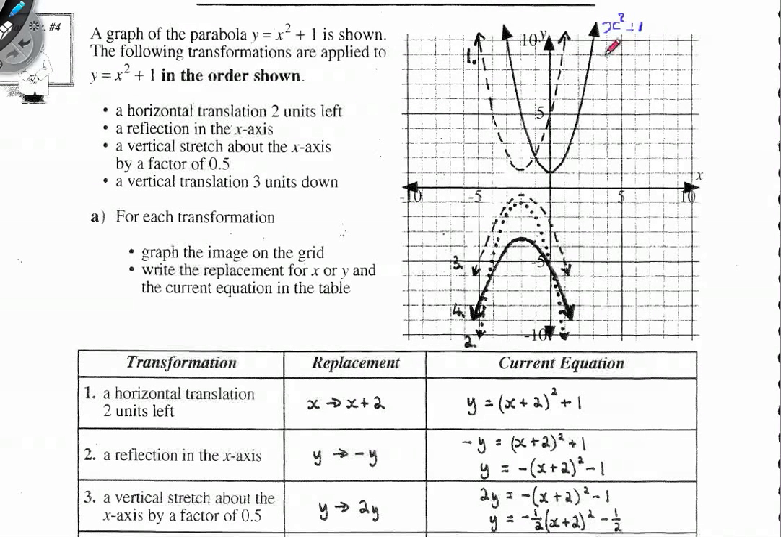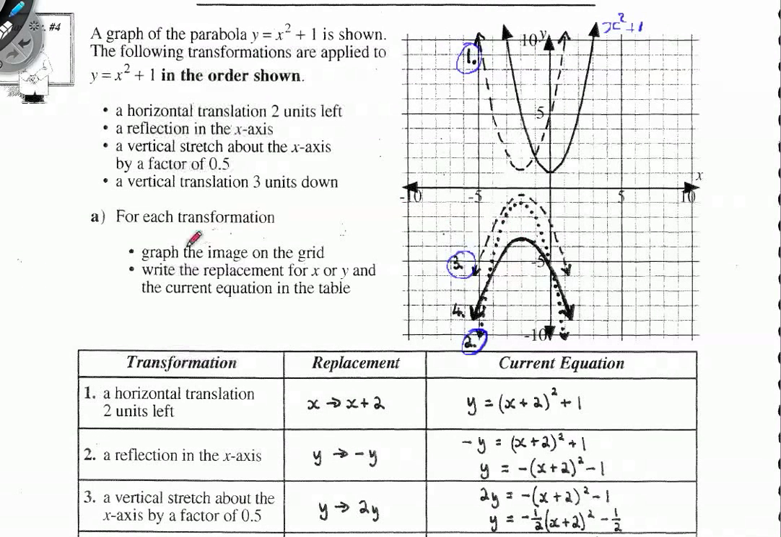So, the first one is a horizontal translation 2 units left. So we end up going from here to here. That's the first transformation. Second one is reflection in the x-axis. So you go to this one here, this dotted line, number 2. And then 3, vertical stretch by the x-axis by a half. Okay, then anything at 1 goes to a half. Anything at 4 goes to 2, and so on. So you get this graph here with the dashed lines, followed by finally a vertical translation 3 units down. So this dashed line goes from here down to here.